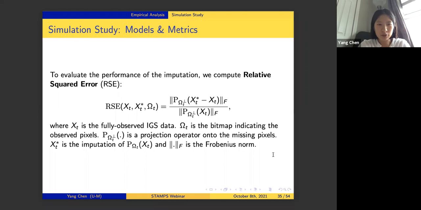And the evaluation criterion that we have is called the relative squared error. The reason why we're not using the mean squared error is that it's a bit more sensitive to the absolute values of the original map. So the relative squared error is essentially trying to normalize it using the true values.